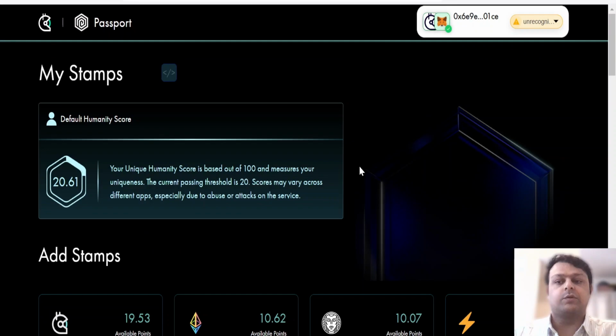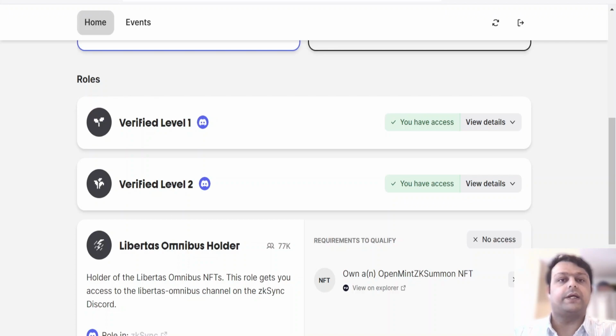Now for completing most of the tasks, you will need to have a humanity score of 20 plus. So this will get you verified on level 2.